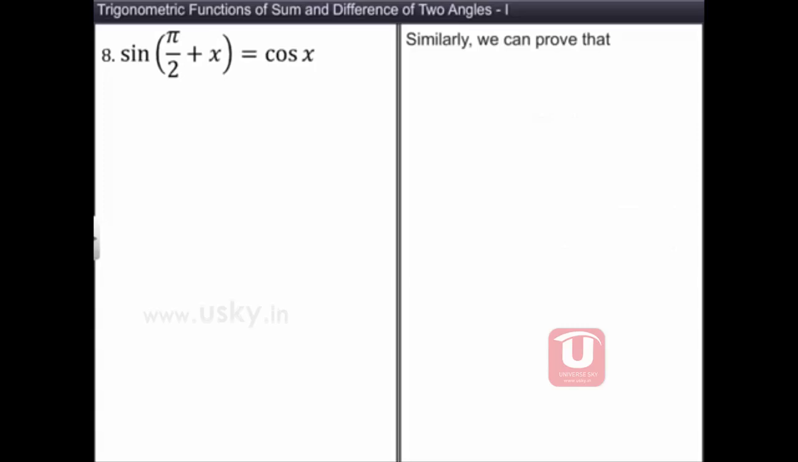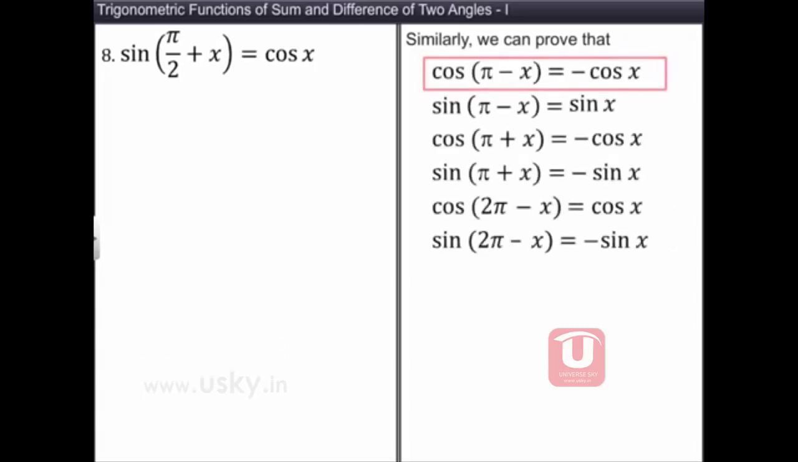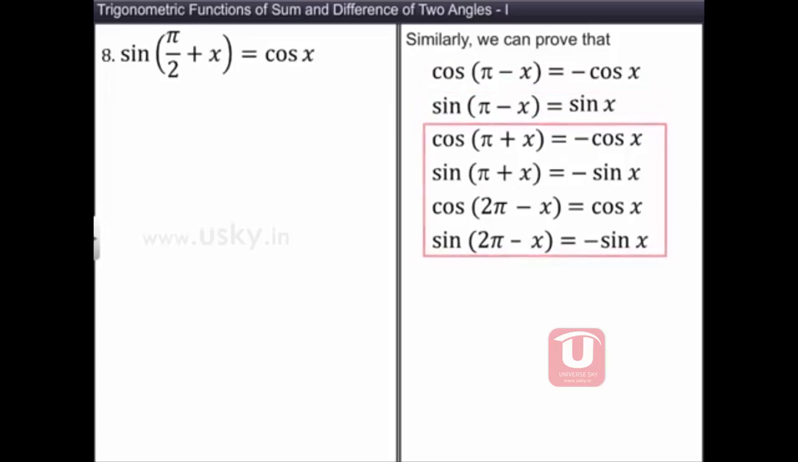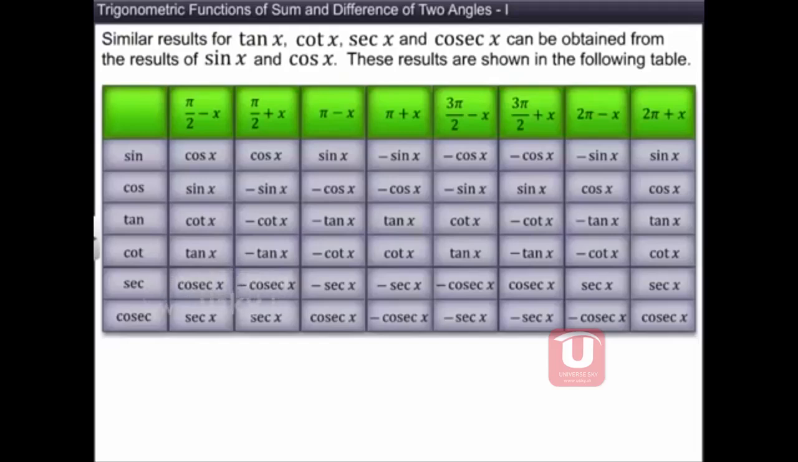Similarly, we can prove that cos of pi minus x is equal to minus cos x. Sin of pi minus x is equal to sin x, and so on. Similar results for tan x, cot x, secant x, and cosecant x can be obtained from the results of sin x and cos x, which are shown in the table here.